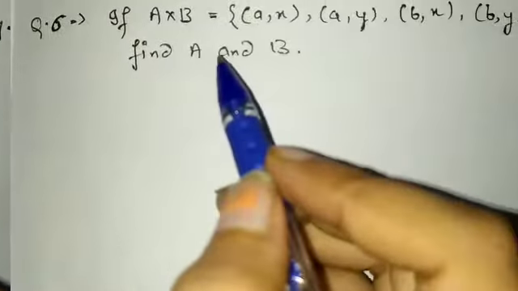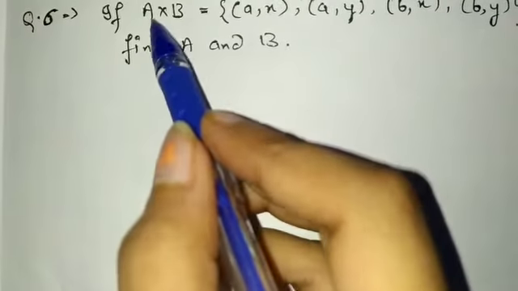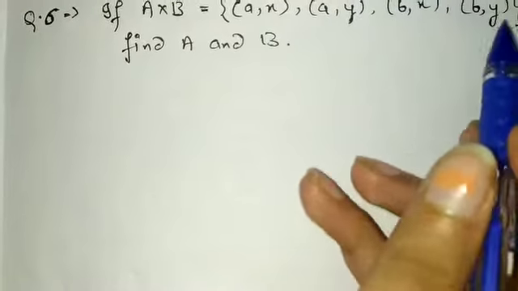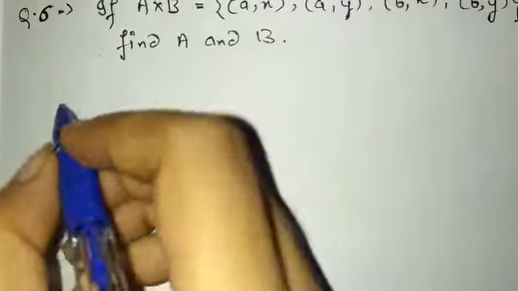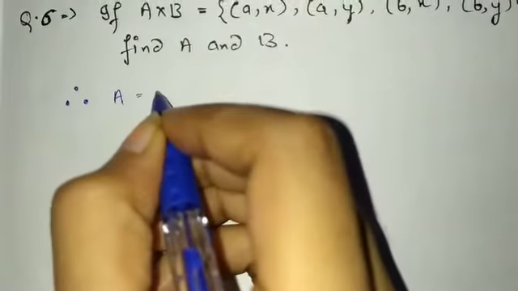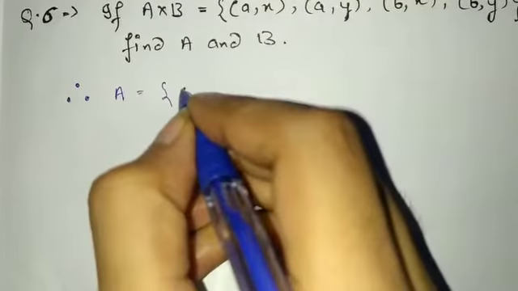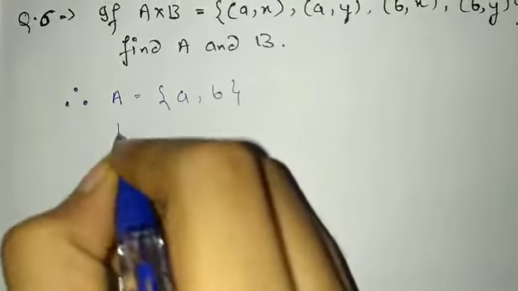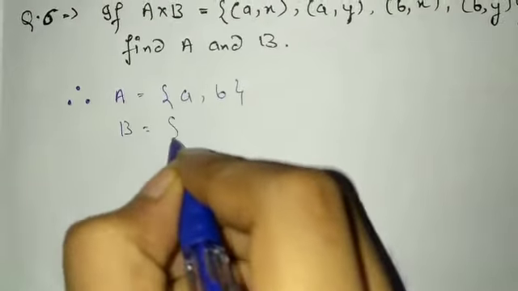Since we know first elements always belong to the first set and second elements always belong to the second set, therefore set A includes elements a and b, and set B includes elements x and y.